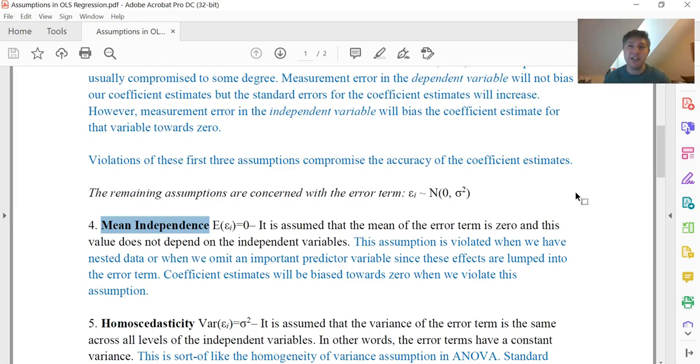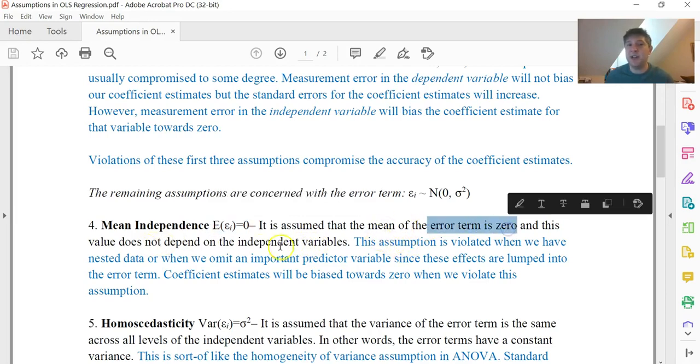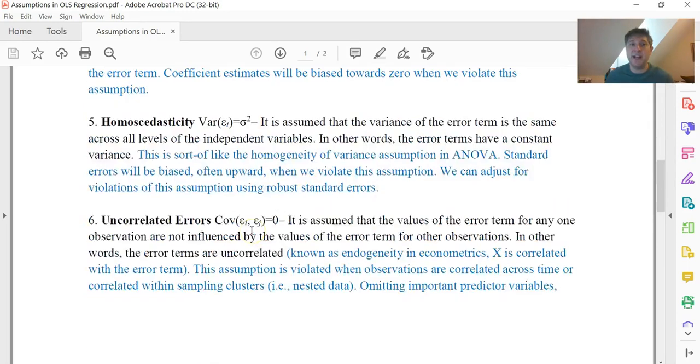And we'll talk in the regression diagnostics about what we can do for this. You could use an alternative modeling strategy that takes into account the nesting. You could actually just model an effect for each one of those groups. So there are several ways that we can deal with this violation. But we assume that the errors have a mean of 0 and don't depend on any of the independent variables.